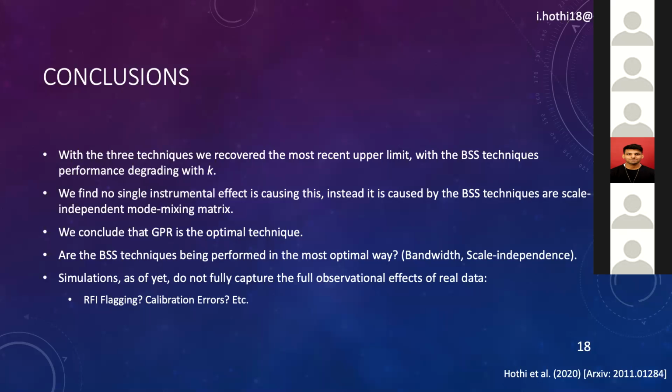Isabella mentioned it at the end of her talk, which is having a kind of multi-scale approach to GMCA. Of course, that begs the question as to how you would select the correct number of components for each scale as well. And finally, as of yet, we're not fully capturing the observational effects of the real data. Again, such as RFI flagging or calibration errors, or as Isabella mentioned, polarization leakage.